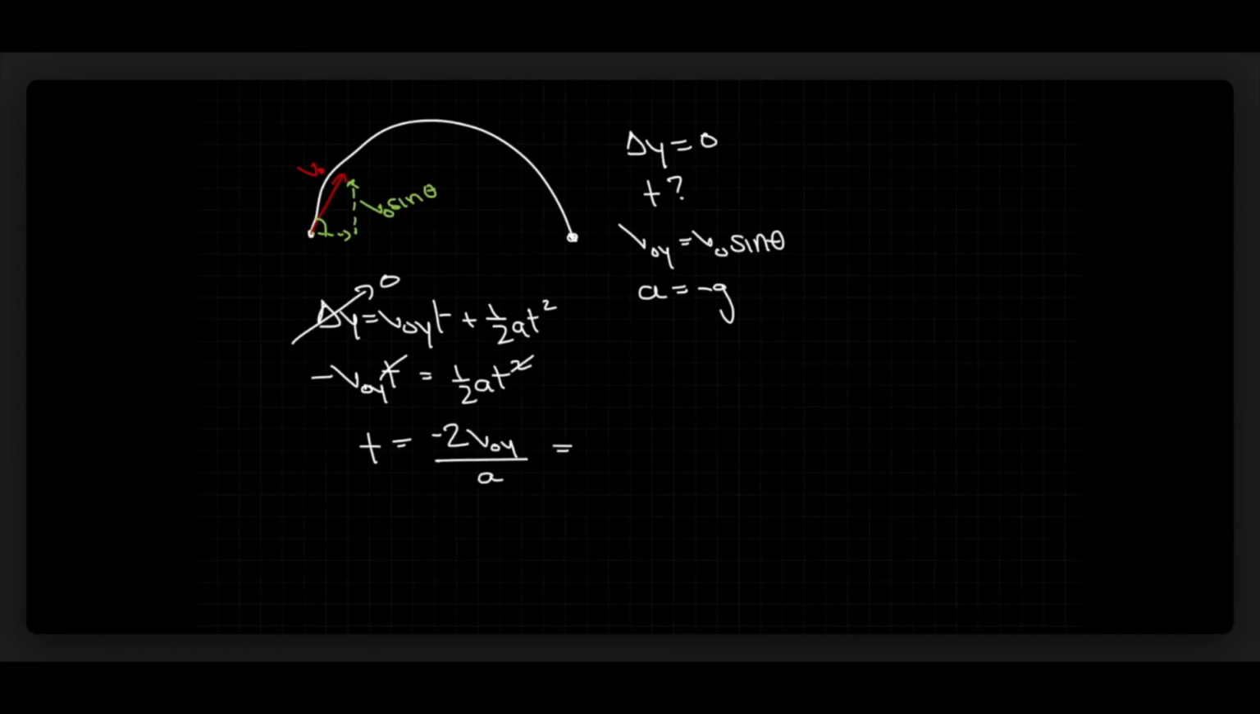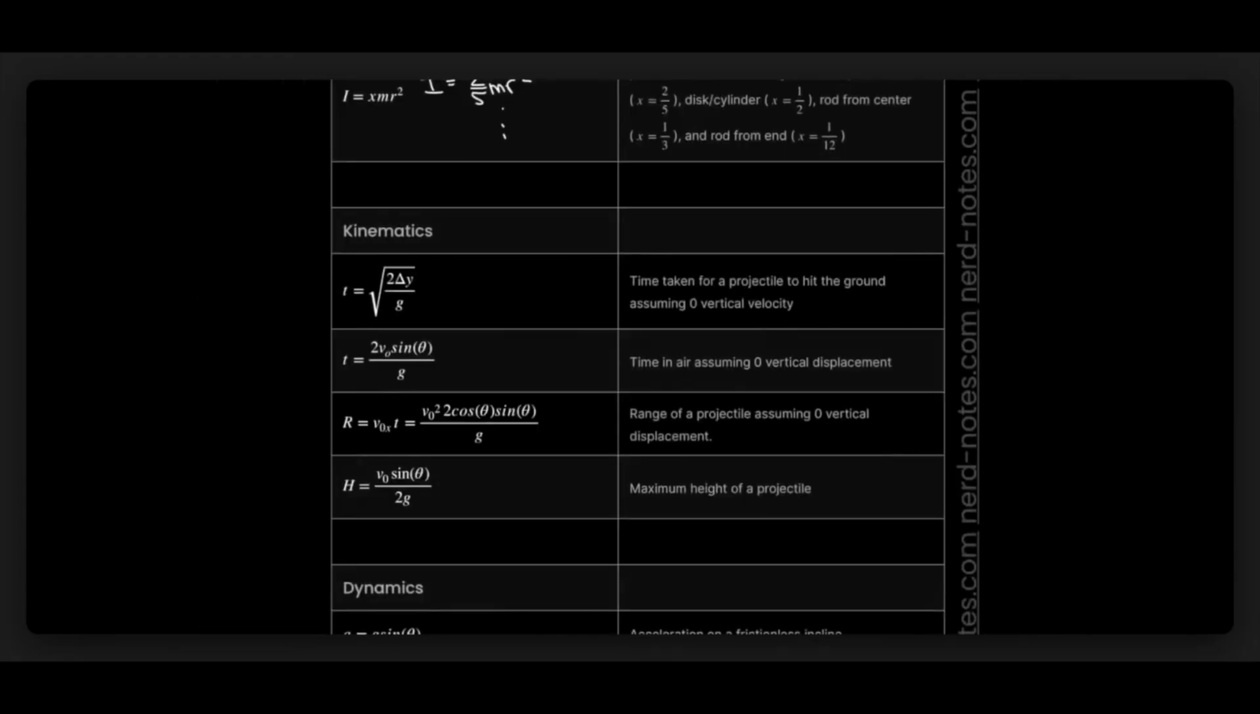And now I can go ahead and plug in all my variables. So it's going to be negative 2, instead of v naught y, I'm going to put v naught sine of theta, all over gravity, which is negative, and so the negatives will actually cancel out. And so again, this is your final equation for time. Okay, so that's our second derived formula, 2 v naught sine theta over g. We can do the third one.